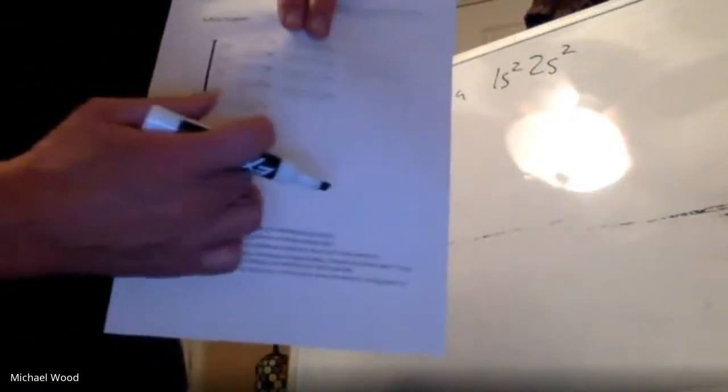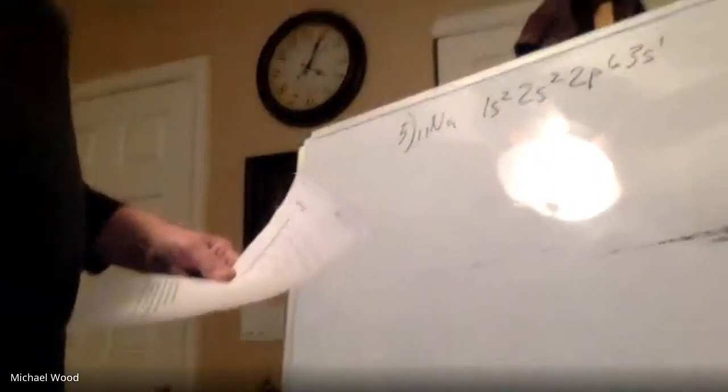The next thing, again, we're filling from the bottom up, are the 2p. There are 3 boxes, so I can put 6 in there, so 2p6. Now I'm up to 2 plus 2 is 4, plus 6 is 10. I need 1 more, and the next available box is the 3s. So it goes 3s1. Okay, so there is the electron configuration for sodium.